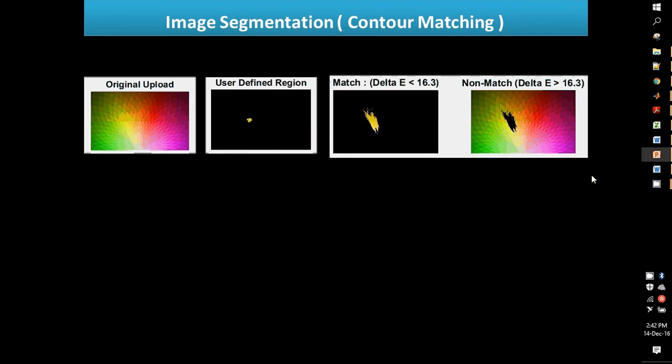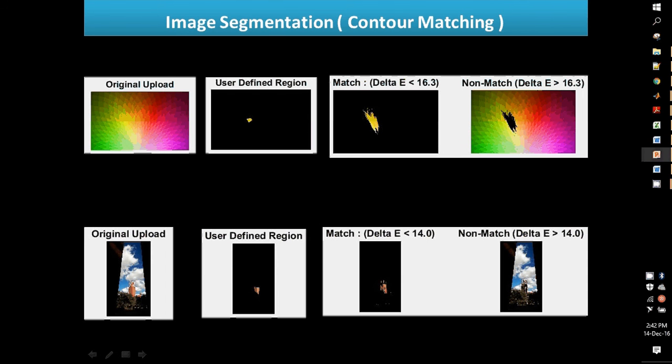So let us have a look at the first part of it, which is the contour matching. On the left is the original image upload. Now in this image, if we were to take a small selection such as what is shown under user defined region, which is the yellow component, the tool based on the algorithm we have given gives us a match between the color range based on the mean values that it has obtained on the delta E. On the right side, we have seen a match and non-match images which have shown us the mean value of 16.3.